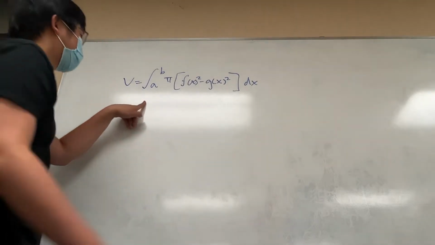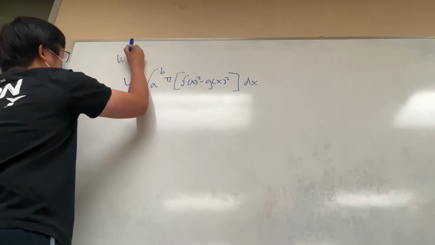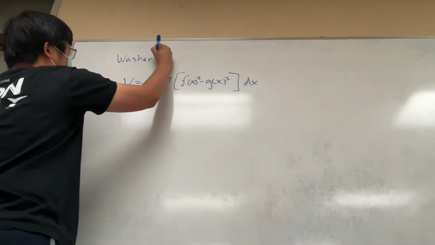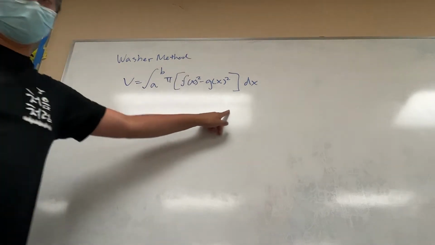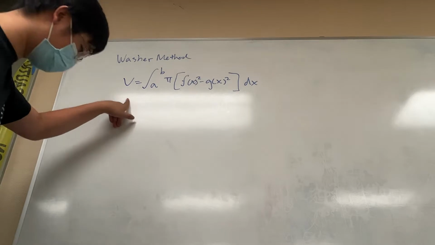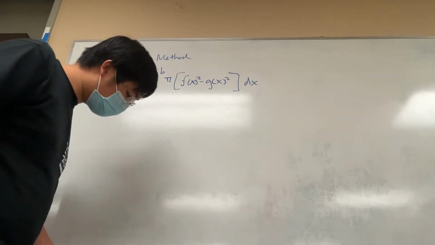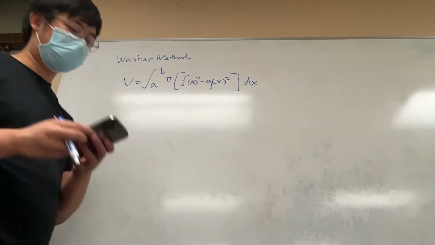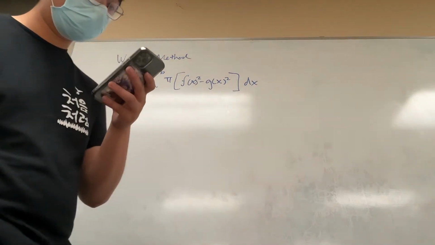Why is this? This is the disk method, right? The washer method. Where does this formula come from? And to know that, we first have to know what we're integrating. So for the washer method, we have to consider a solid obtained by rotating a region bounded between two curves.